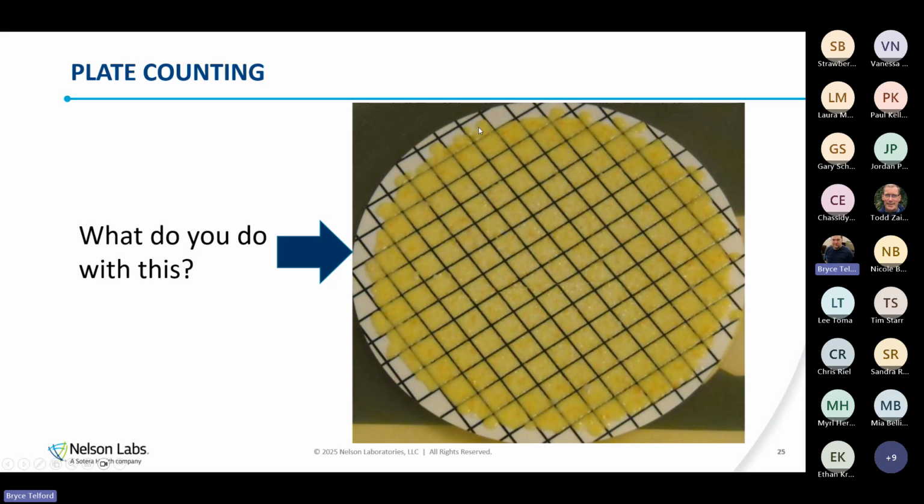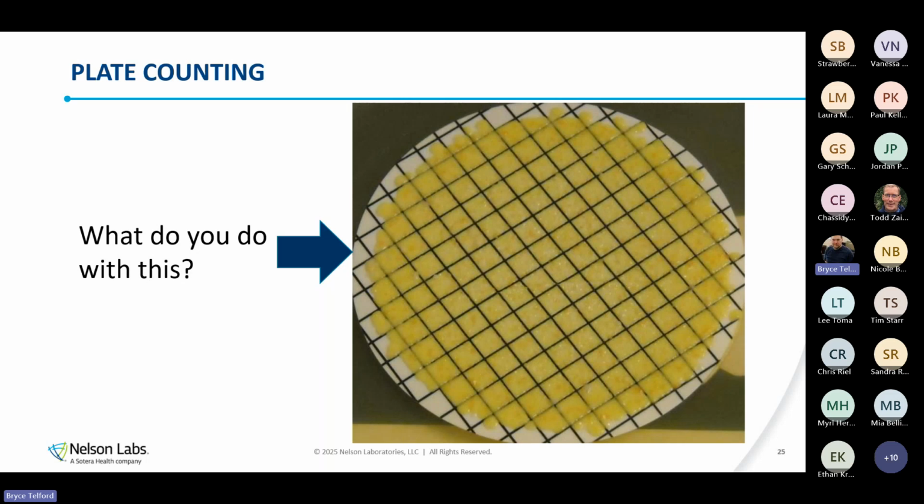If we can see what we think are individual colonies, we might call this a too numerous to count, TNTC. If it's, for example, just like this particular one where I just have this lawn, it might be a spreader. It might be both. The thing is, this is not what we want to see for bioburden testing because this is not something that we can quantify.